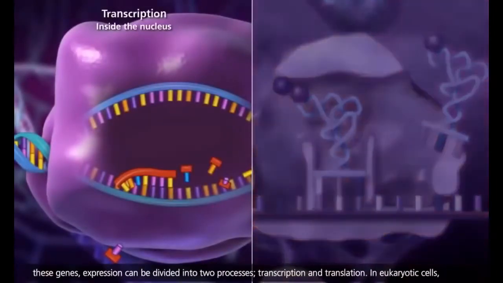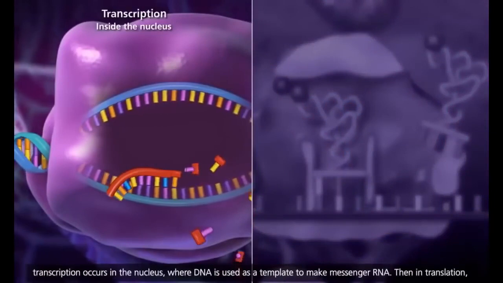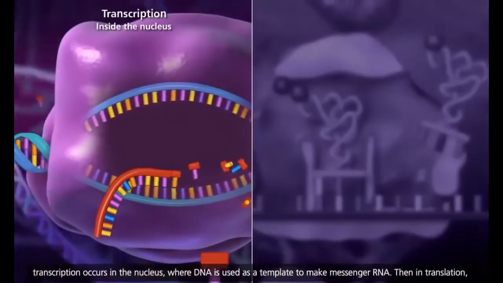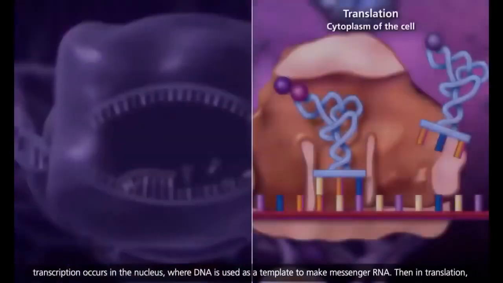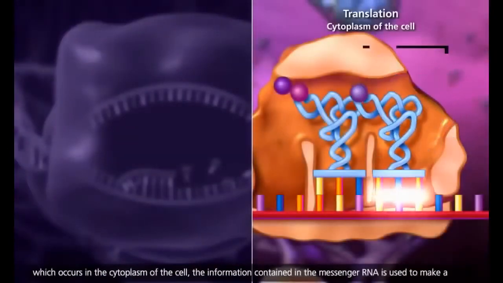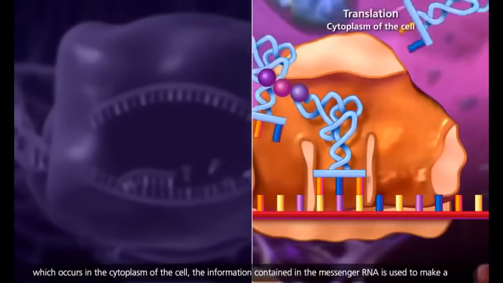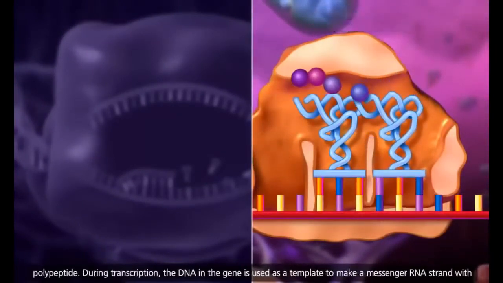In eukaryotic cells, transcription occurs in the nucleus, where DNA is used as a template to make messenger RNA. Then in translation, which occurs in the cytoplasm of the cell, the information contained in the messenger RNA is used to make a polypeptide.